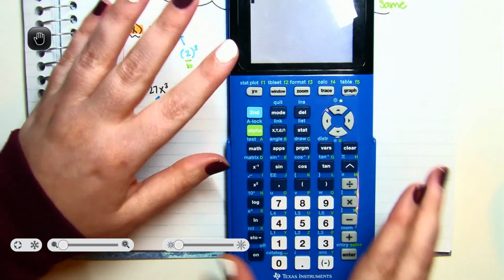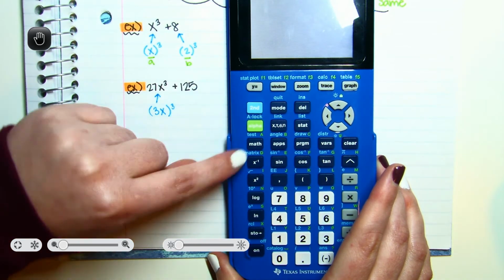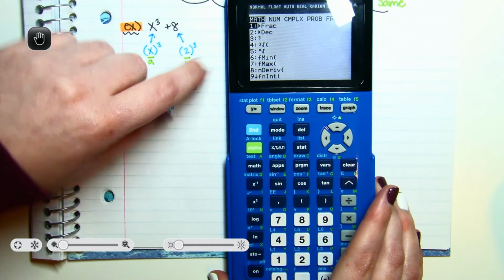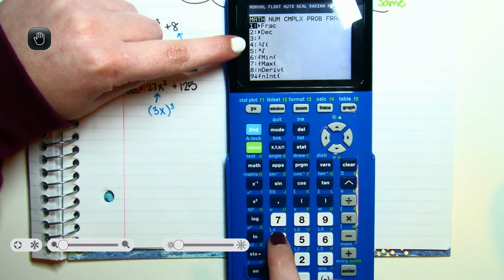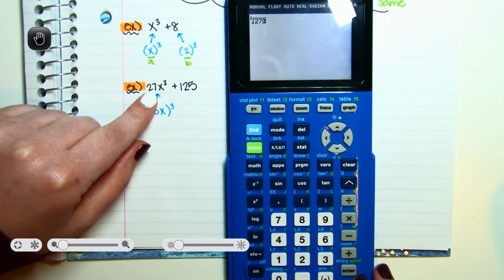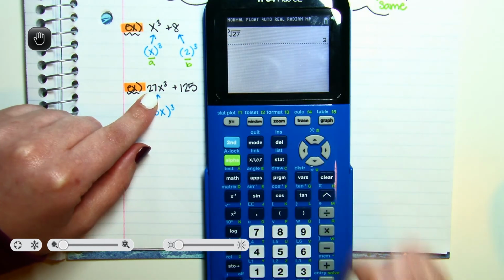Anyways, so if you're using a graphing calculator, you most likely have a button that's called Math. So if you click Math, then these options show up. And option number 4 on my calculator is the cube root. So I can click option 4. And if I want to check if 27 is a perfect cube, I type in 27, enter. So 3 cubed equals 27.